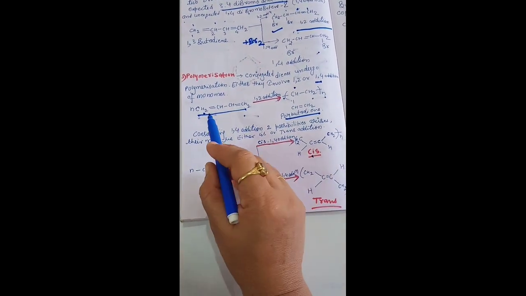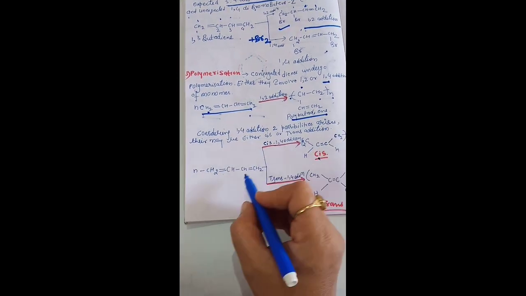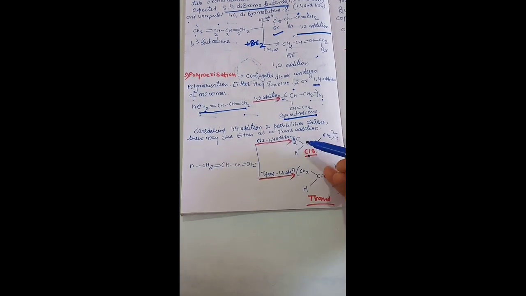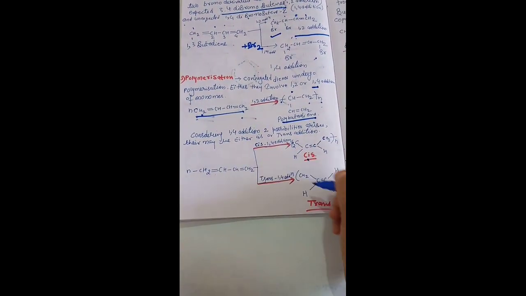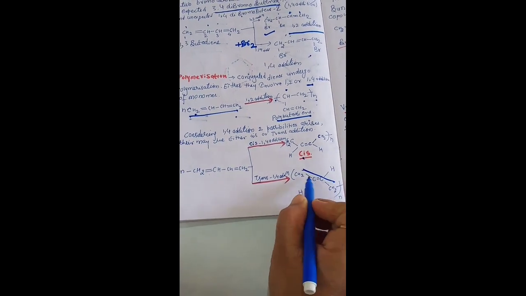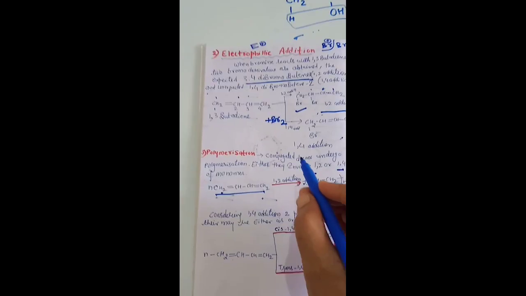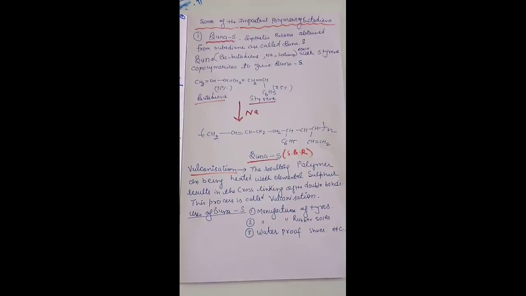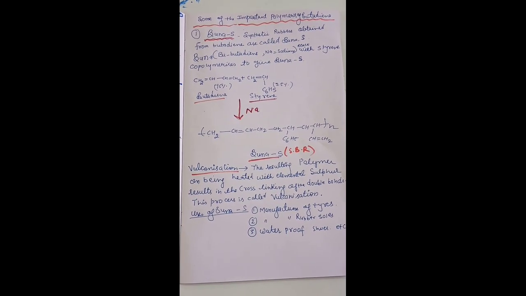Means if the 1,2 addition is taking place, the product is polybutadiene. If the 1,4 addition takes place, we will have two products: the cis product, when both the CH2 groups are on one side, and the trans product, when these two groups are trans to each other. Once again we see here the electrophilic addition reactions. Some of the important polymers of butadiene are next.